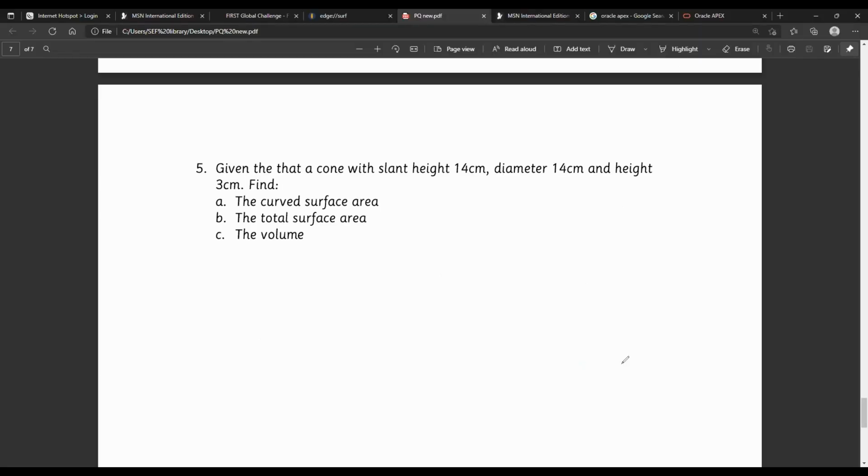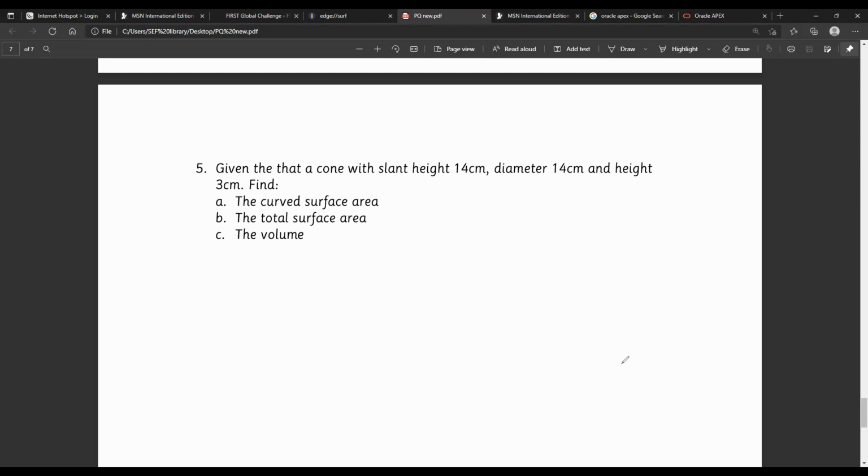So let's go to question 5. Question 5 says that given a cone with slant height 14 centimeter, diameter 14 centimeter, and height of 3 centimeter, find A, the curved surface area, B, the total surface area, and also the volume of the cone.